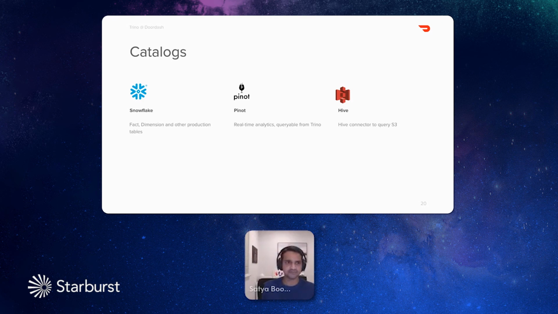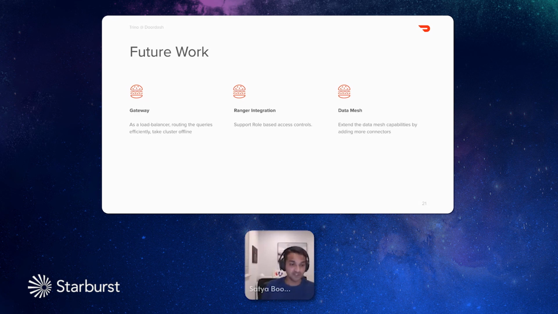in a Parquet format. The future work, obviously, we want to look into the Presto Gateway, I think it's still called Presto Gateway, as a load balancer in terms of routing these queries, or anytime we want to take the cluster offline. So we'll eventually have that in front of our clusters.